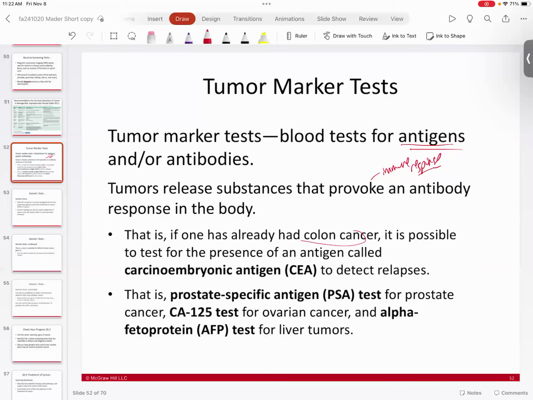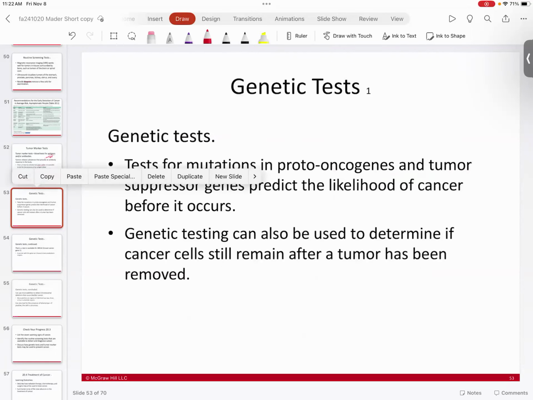For instance, carcinoembryonic antigen is the CEA. That's one of the ones they can test for to see if you have antibodies against that, which means you're fighting against it. And then the PSA, the prostate-specific antigen, is a test for prostate cancer. You essentially have a prostate antigen that's being released, and your immune system will attack it. For liver tumors, it's the alpha-fetoprotein, AFP test, and the CA125 test for ovarian. So you have these different metabolites that these cancers start to shed that create an immune response, and we can test for what your immune system is reacting to, right?